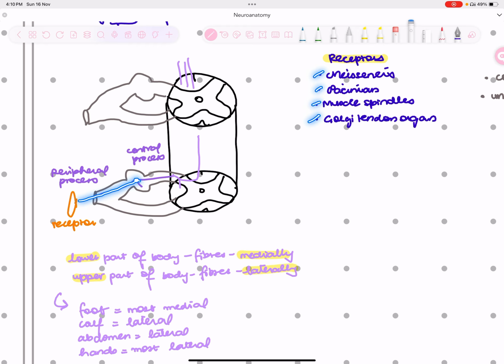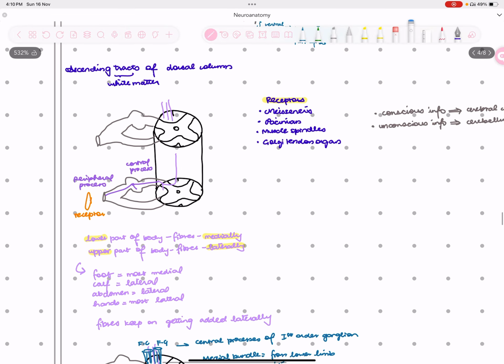And then the central process, from this dorsal root ganglion, carries the information to the dorsal gray horn. Sorry, it's going to go to the dorsal gray horn. From the dorsal gray horn, this information goes to the dorsal white column, and then it ascends upwards. So this is basically the ascending tract of the dorsal column.